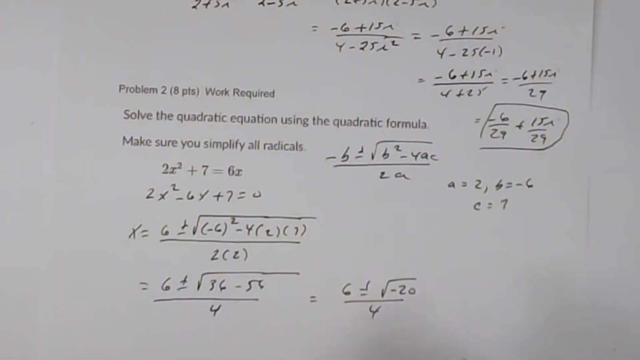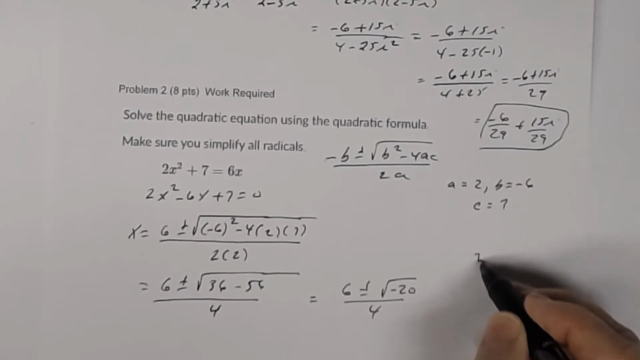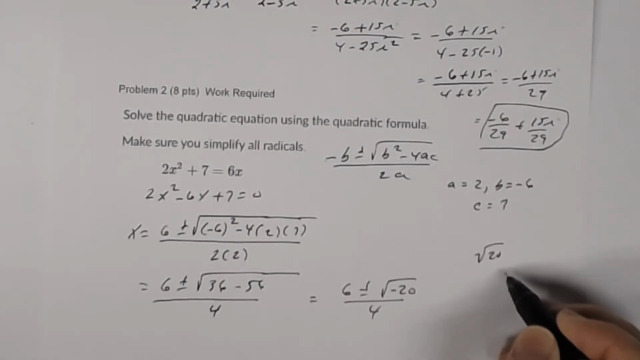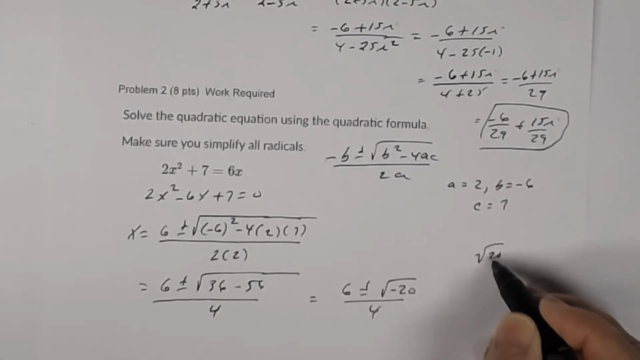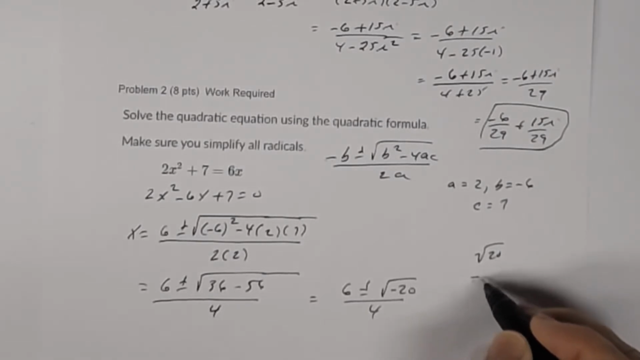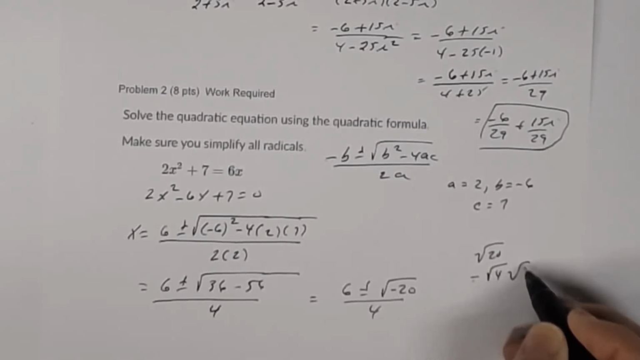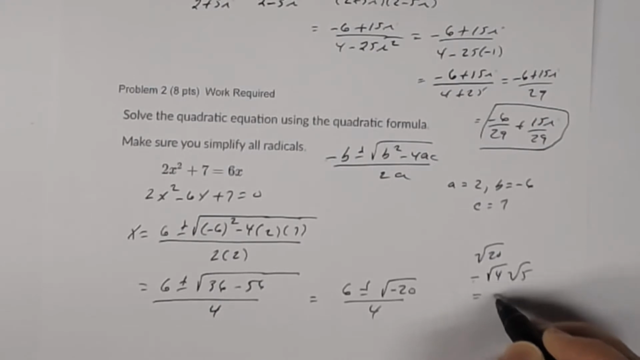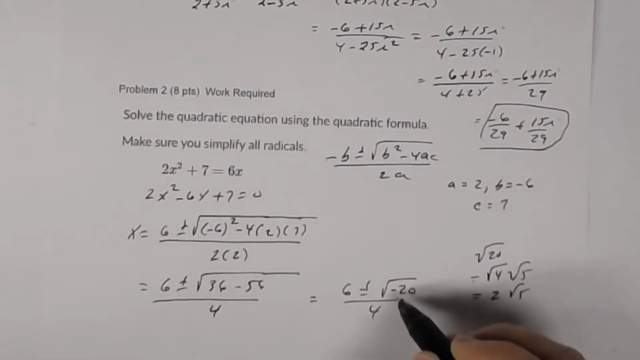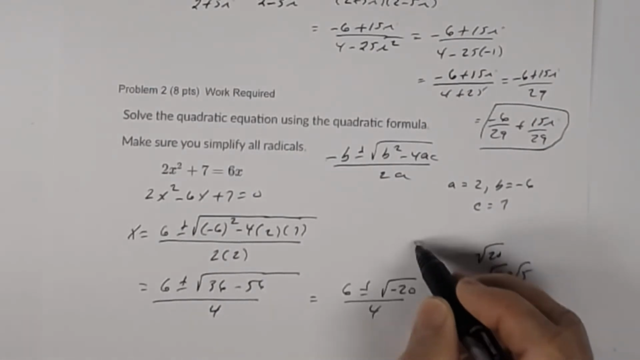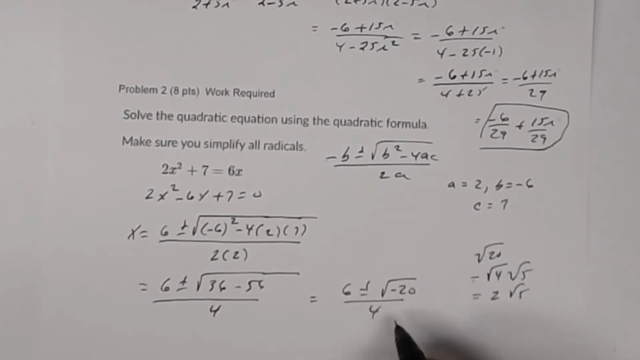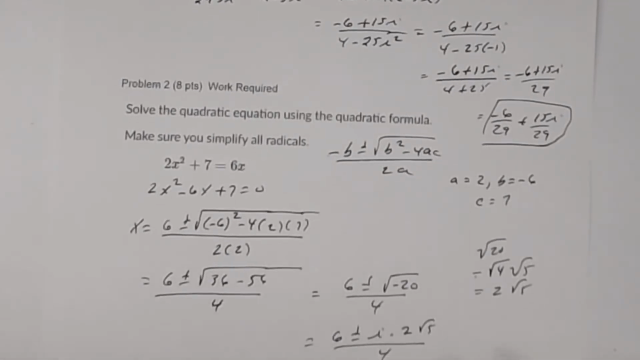Now you've got to simplify that, so go off to the side and figure out what the square root of 20 is. To simplify the square root of 20, the largest perfect square that goes into 20 is 4. So that becomes the square root of 4 times the square root of 5, and when I simplify that, that's 2 square root of 5. Also keep in mind that the square root of negative 20 becomes i square root of 20. So this becomes 6 plus or minus i times 2 square root of 5, all of that being divided by 4.